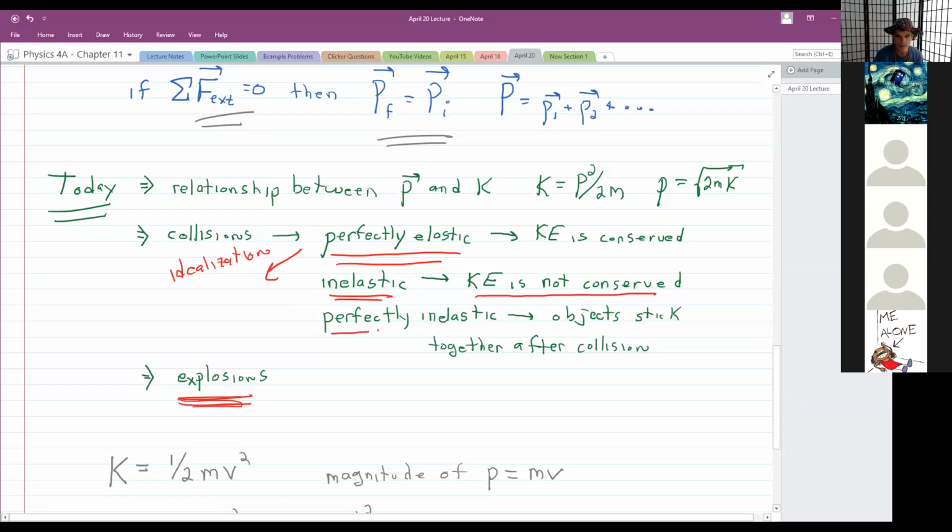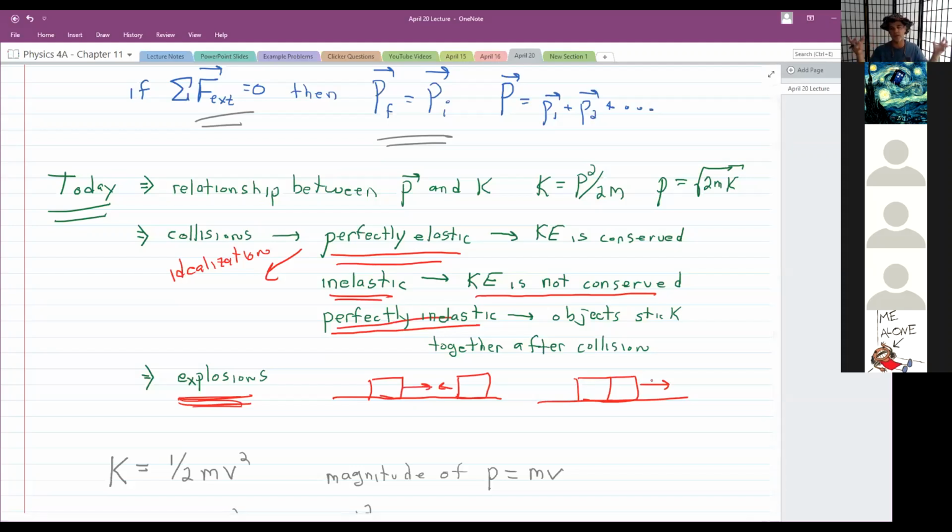And then a perfectly inelastic collision is one in which the two objects stick together after the collision. So a classic example is I have two objects which are moving in opposite directions. They collide, and then they stick together and move as one afterwards. And those are kind of the main types of collisions we're going to look at.